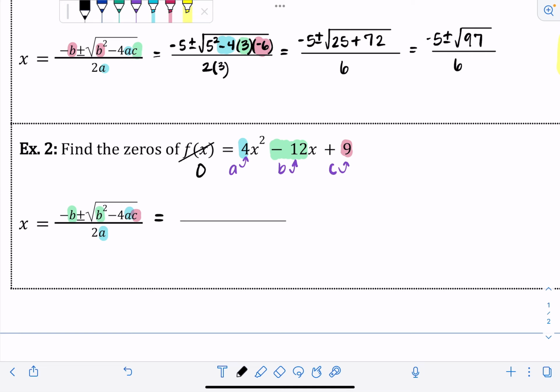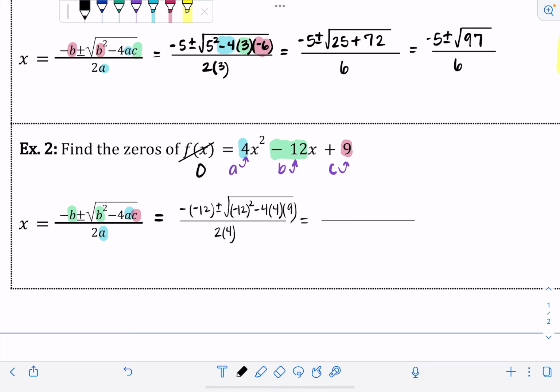So I have -b first, but b is -12, so it's going to be -12, and that double negative will turn to a positive. If you just wanted to change it right away, you could. And then inside the radical, b squared, which is -12 squared, and then -4 times a, so times 4, times c, so times 9. And then over 2a, so 2 times 4.